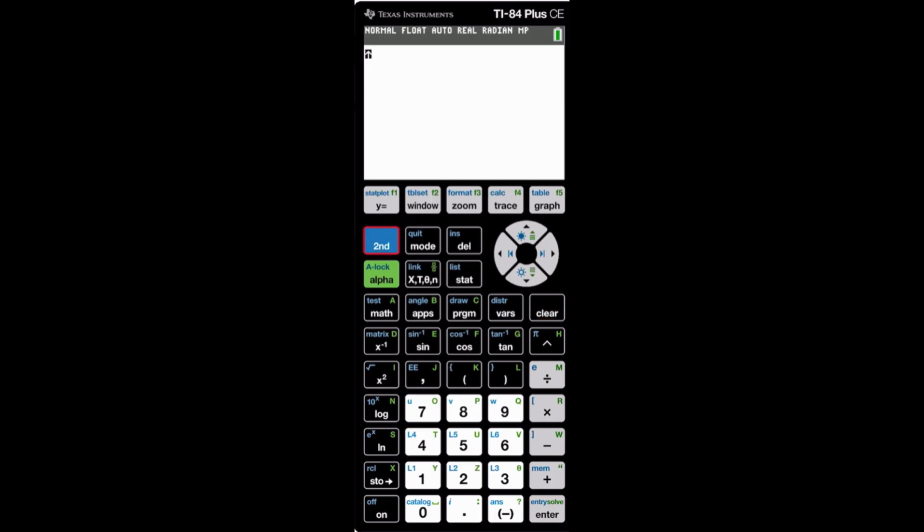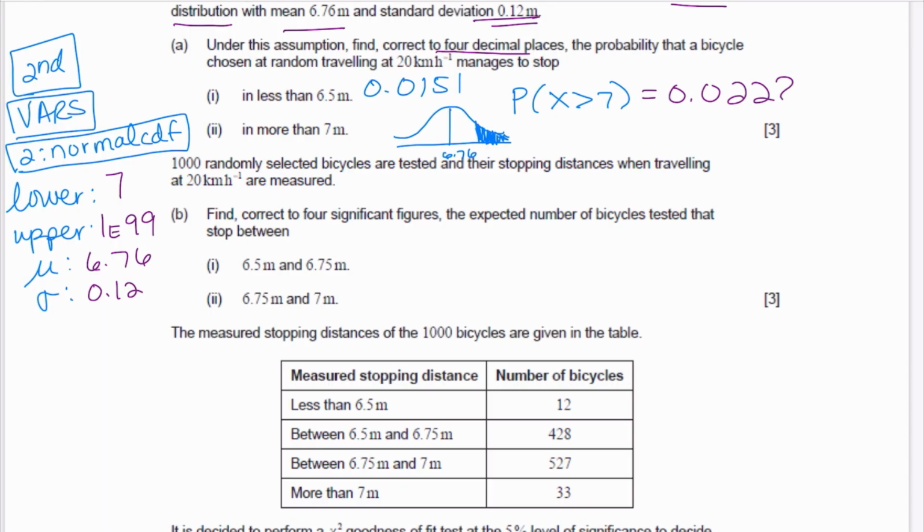So in the calculator, I go second vars, option 2, normal CDF, press enter. In this case, we said the lower bound was 7. The upper bound is 1, E, which is second comma, 99. The mean and standard deviation haven't changed, so they stay the same. Press enter, enter again. So the answer is 0.02275. Because of that 5, and I'm trying to round this to 4 decimal places, the answer is 0.0228. And so basically that's how we're going to get the answer to part 2.